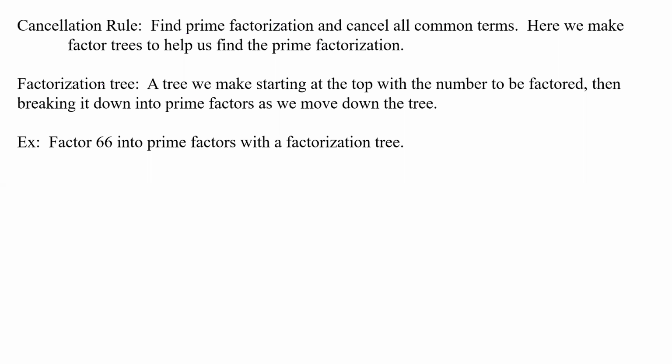What is the factorization tree? Well, it's a tree we make starting at the top with the number to be factored. So, in this case, it looks like we're going to do 66. And then we break it down into prime factors as we move down the tree. So what does that mean in practice? Well, we're going to start with 66 and go into prime factors. I'm going to divide by 2 because I know that's divisible by 2, and that's a prime factor. And so I can stop with that number, and so I'll circle it.